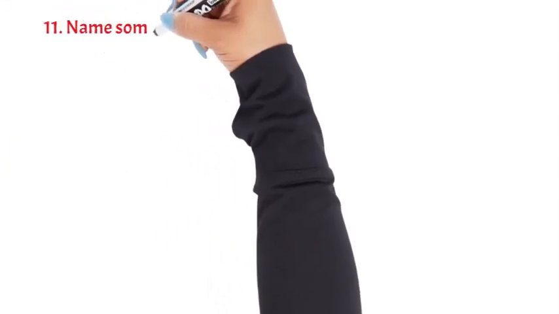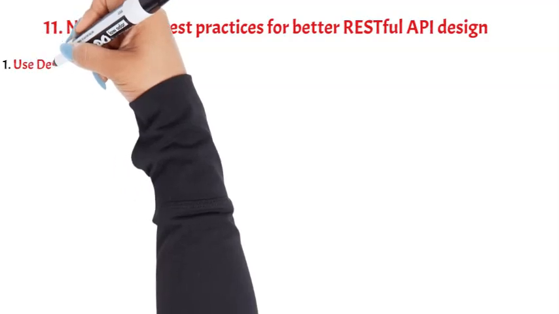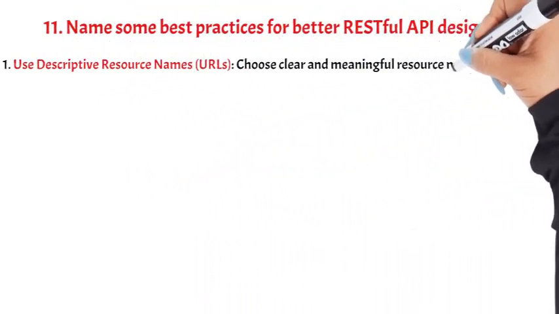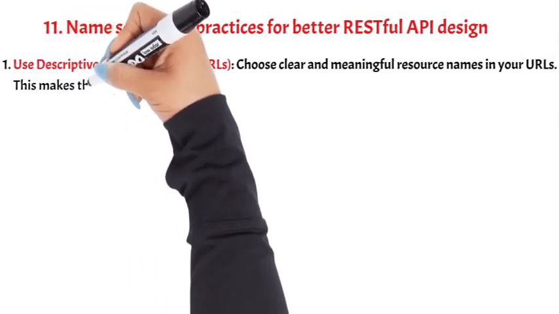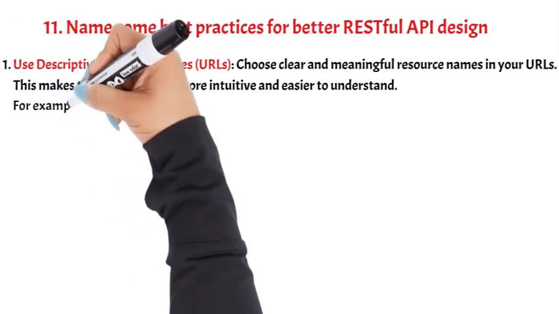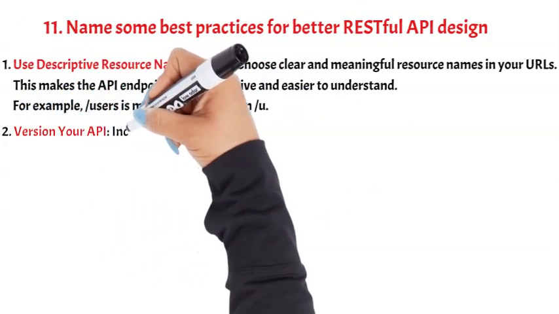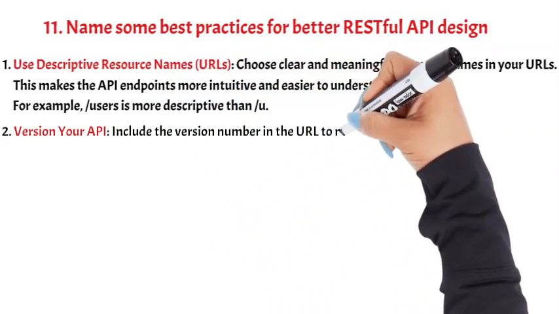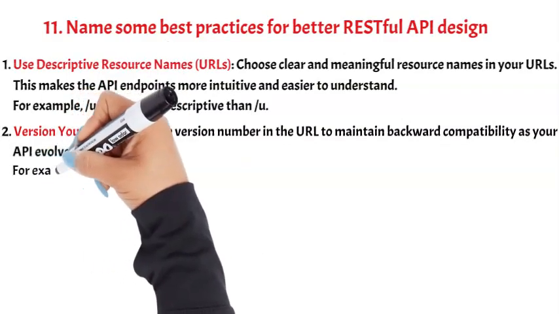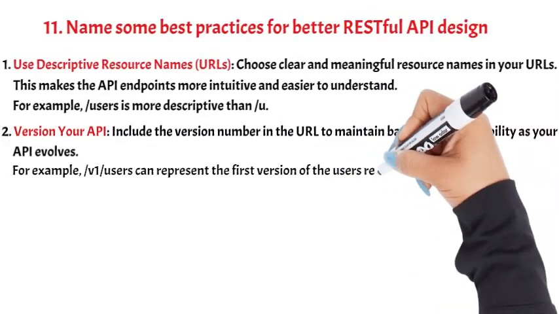11. Name some best practices for better RESTful API design. 1. Use descriptive resource names in URLs. Choose clear and meaningful resource names in your URLs. This makes the API endpoints more intuitive and easier to understand. For example, /users is more descriptive than /u. 2. Version your API. Include the version number in the URL to maintain backward compatibility as your API evolves. For example, /v1/users can represent the first version of the users resource.